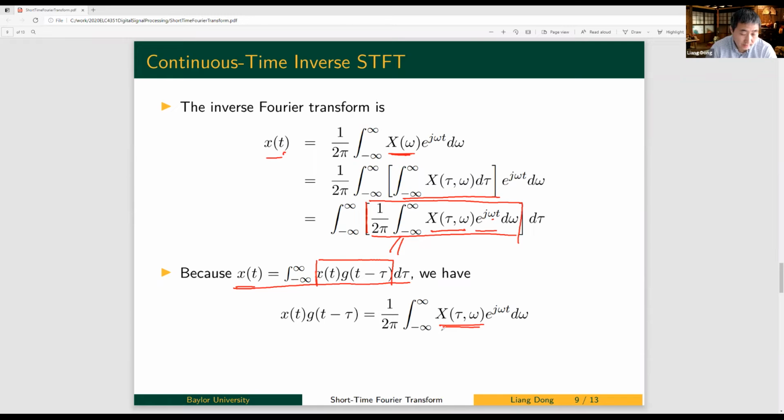Short-time Fourier transform result, X(τ, ω). Now you do an inverse of that, and you will get this windowed signal. This is my x(t) times the window function, the shifted window g(t − τ). So indeed, this is the inverse short-time Fourier transform.